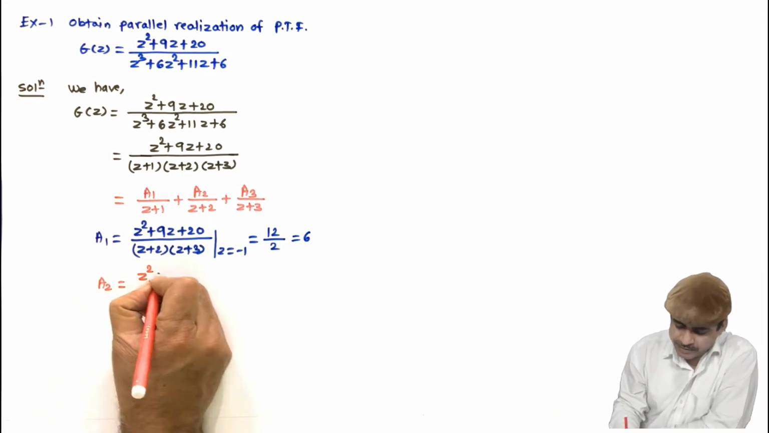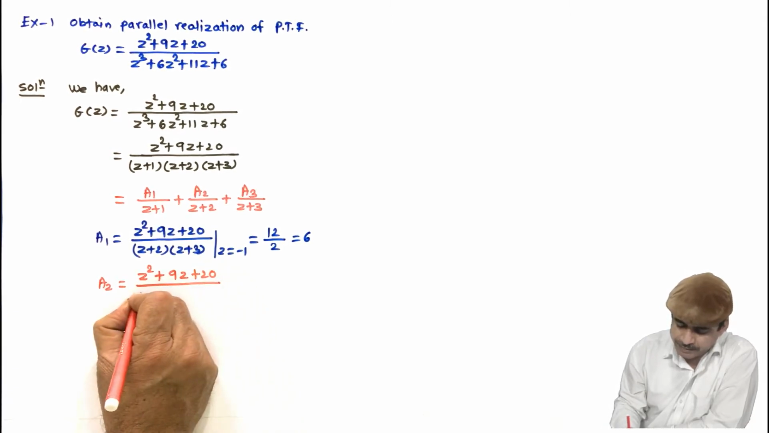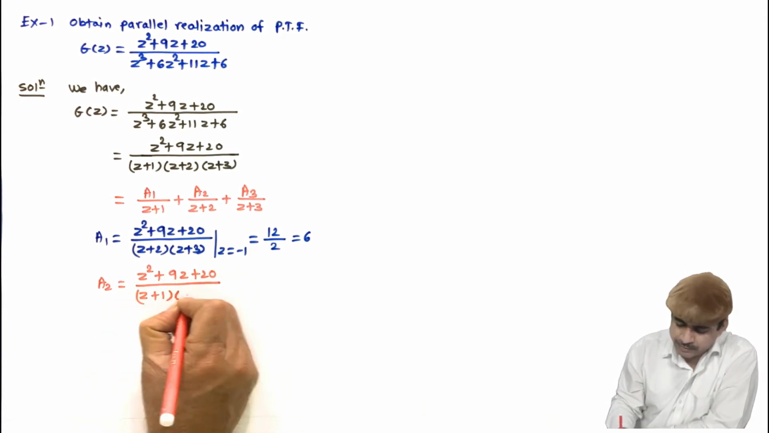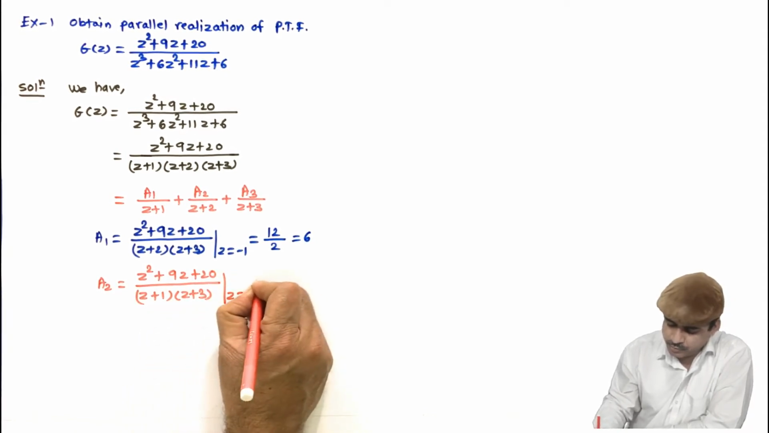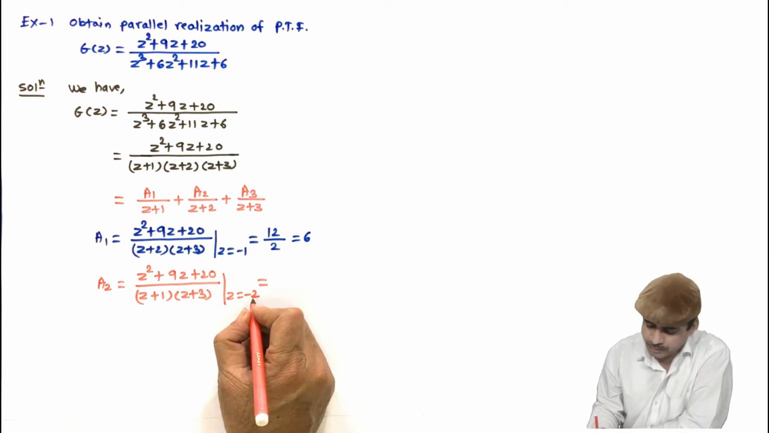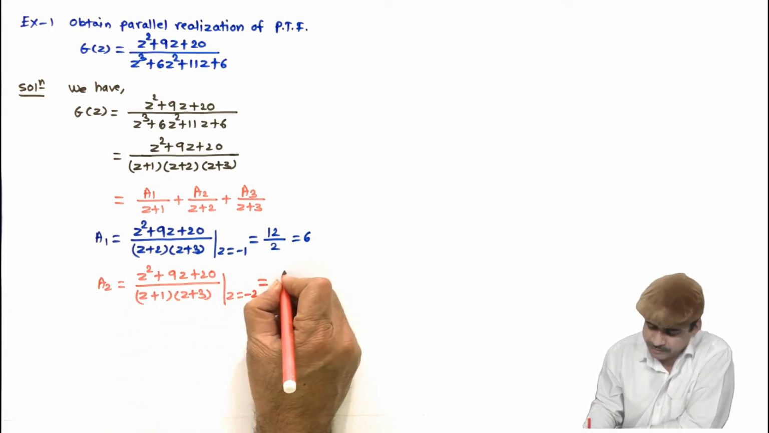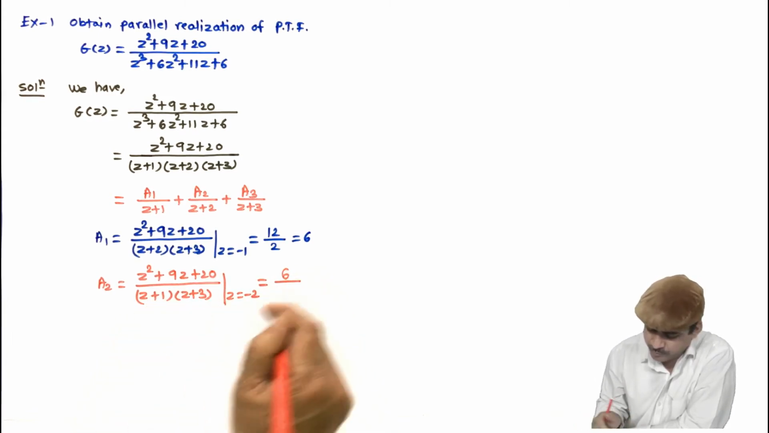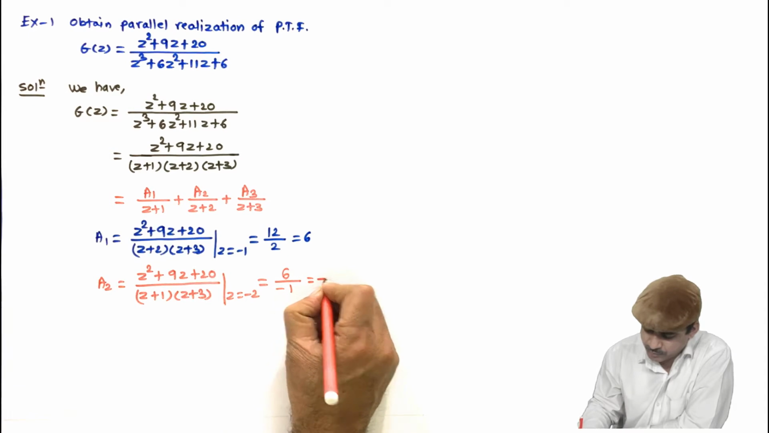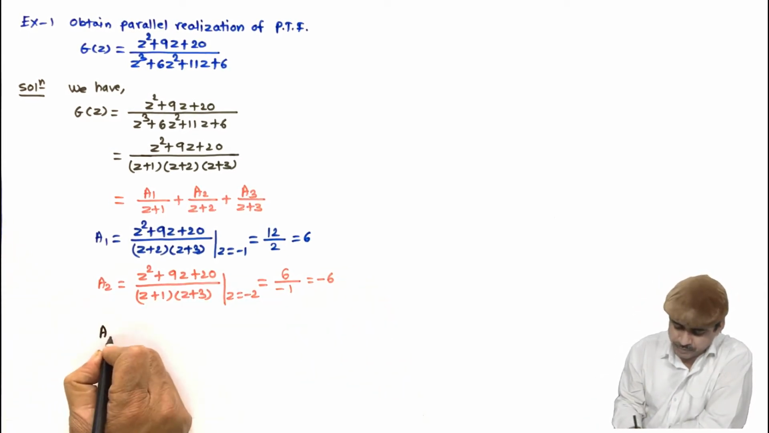Next is A2. A2 will be equal to z square plus 9z plus 20 divided by z plus 1 into z plus 3, keeping z equal to minus 2, and that is equal to, this will be 20 plus 4, 24, 24 minus 18 is 6, divided by, this will be minus 1, this will be plus 1, so this is minus 1, so it's minus 6.